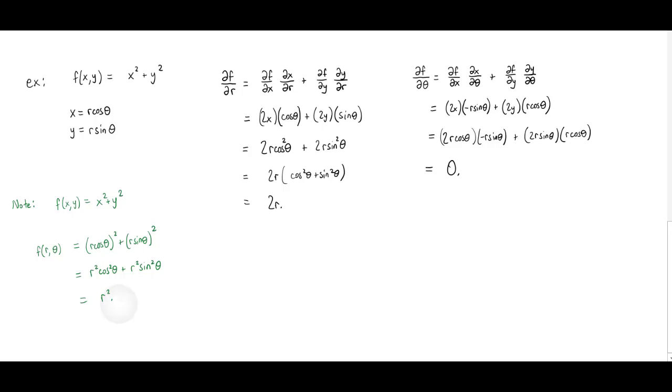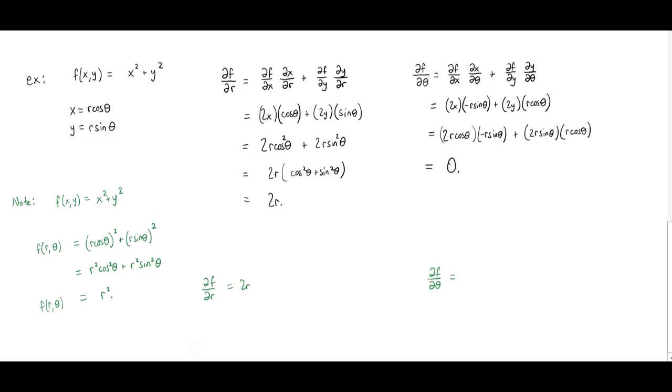Okay, so then what we have is f in terms of r and theta is just r squared. So if you look at that, what's the partial of f with respect to r? 2r. Okay. What's the partial of f with respect to theta? 0. Yeah, because r squared would be constant with respect to theta. So then that agrees with what we found when we used the chain rule. Okay?